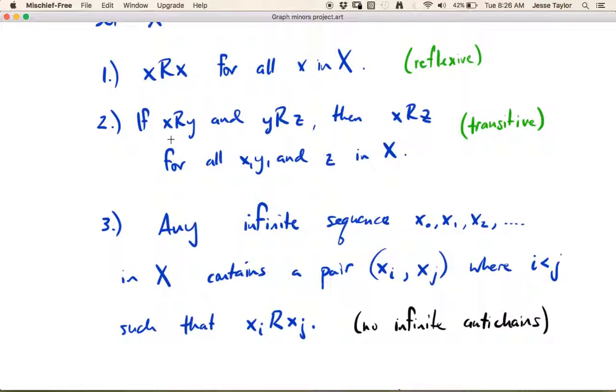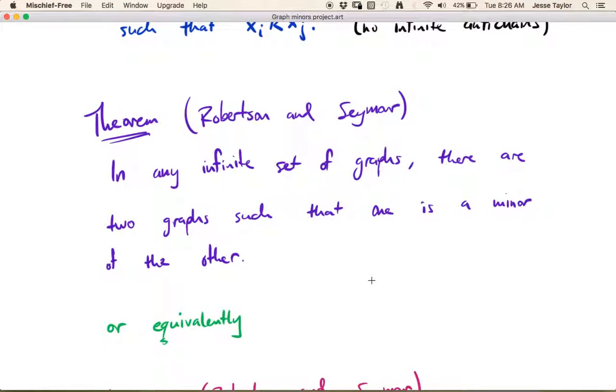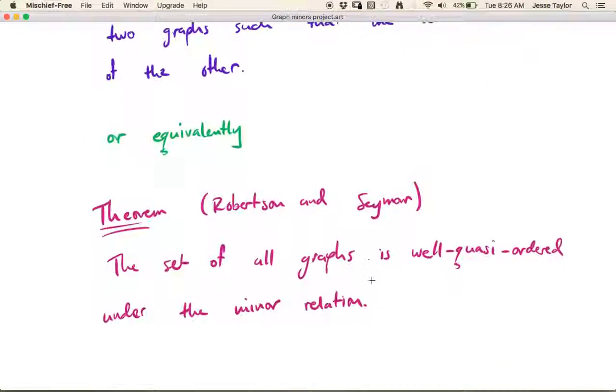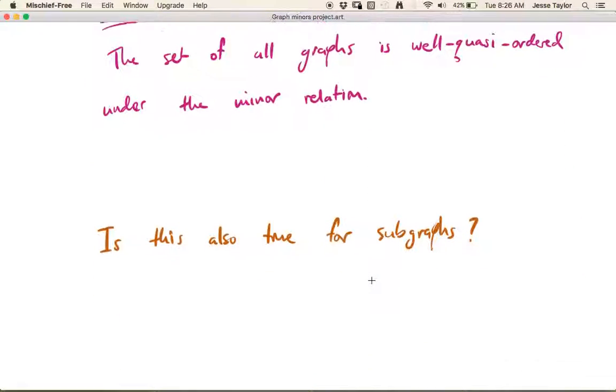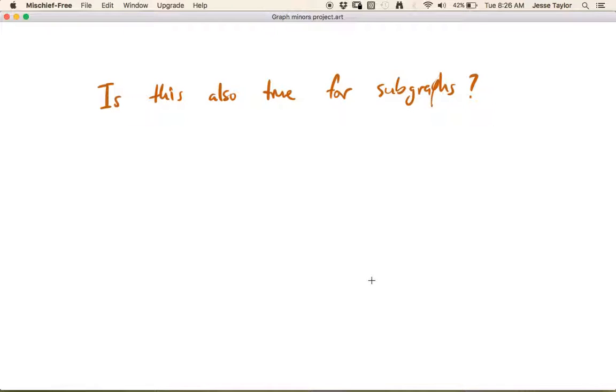Or said in the opposite direction, if X is a minor of Y and Y is a minor of Z, then X is a minor of Z. And we saw that in that chain of minors we made in the last video as well. And then this is the surprising part. If you have any infinite set of graphs, there's always going to be two graphs in there such that one's a minor of another. Now, it may be hard to grasp that this is truly something significant. So just to help us illustrate, we do have one other containment relation for graphs that we've talked about this semester, and that is subgraphs. So is this true for subgraphs?